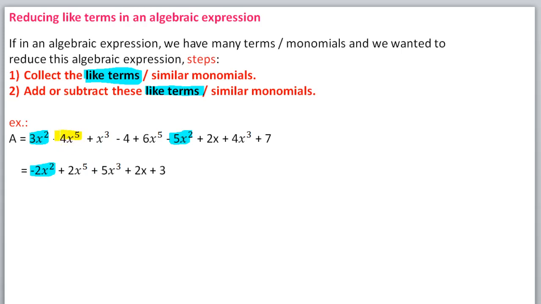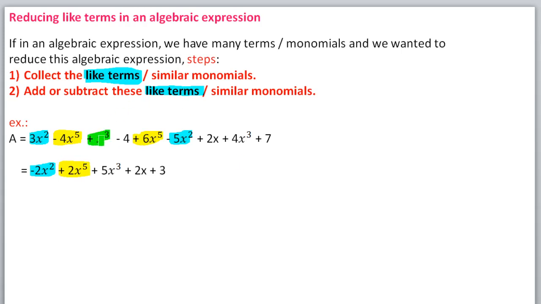Minus 4x power 5. Let's check if there's any x power 5 here. X cubed, 4x, 6x power 5. X power 5, no. So let's add minus 4x power 5 plus 6x power 5. Minus 4 plus 6, it is 2, positive 2. So it is 2x power 5. Okay, here we go to the next.